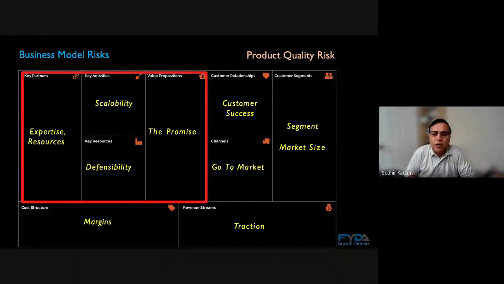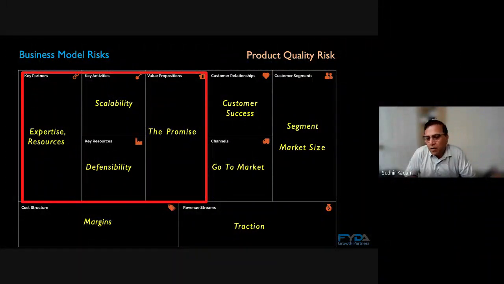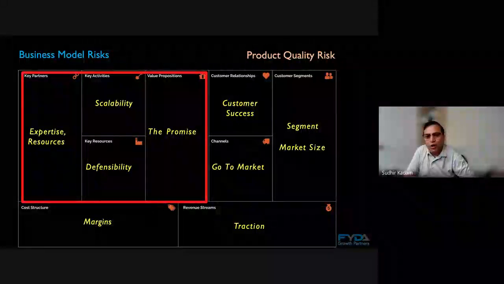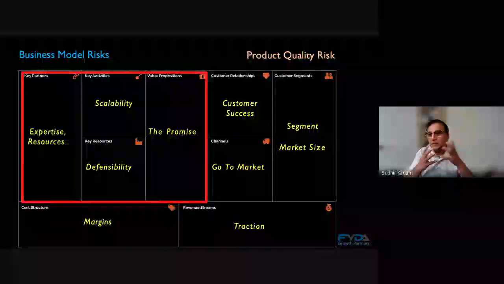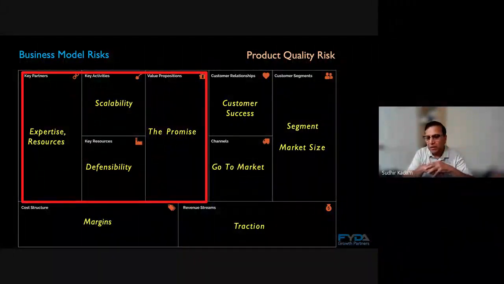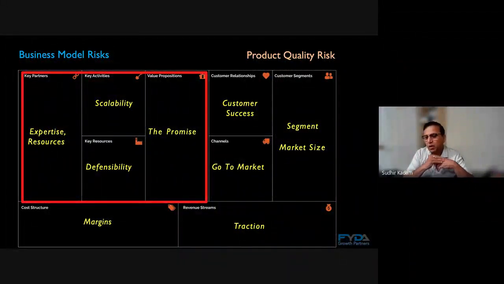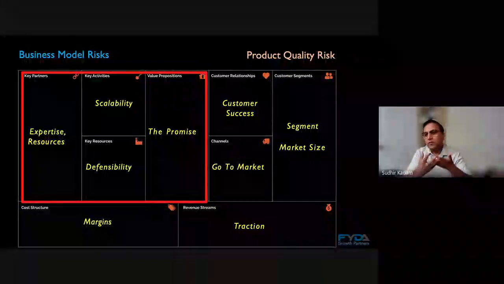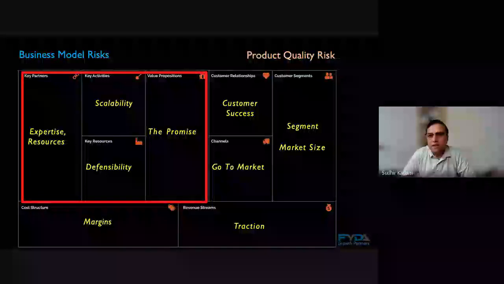The next risk area is your product quality risk. This is, are you able to make that product at all? Are you able to build that product? You remember we spoke about desirability, feasibility, and viability. So I'm talking about feasibility. Do you have the team that can build that product? Can you build a high quality product? Do you have an MVP? Is it good? Is it usable? Or do you have a first version of a fully functioning product? So that's the product quality risk.